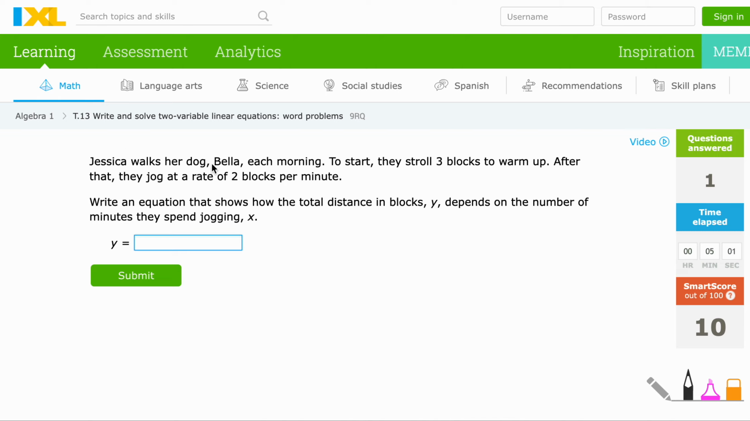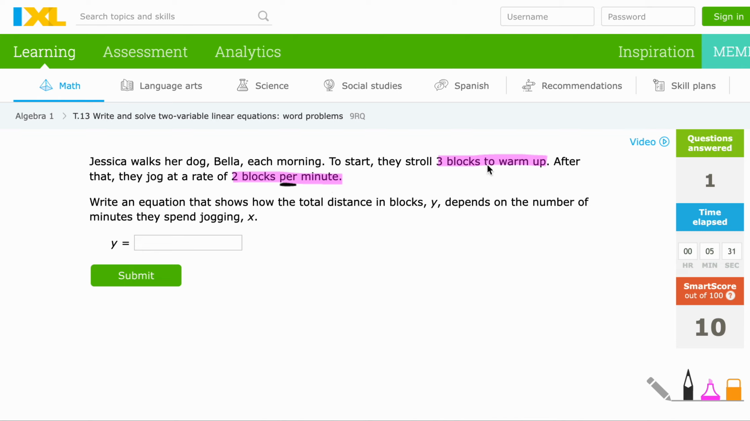So Jessica walks her dog Bella each morning. To start, they stroll 3 blocks to warm up. Okay, so that's 3 blocks to warm up. That's initially, right? After that, they jog at a rate of 2 blocks per minute. Okay, so that word per means that this is going to be our rate of change, right? It's how much something is happening and how often, right? So it's 2 blocks per every 1 minute.